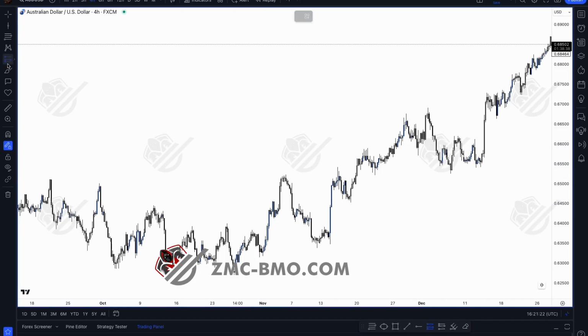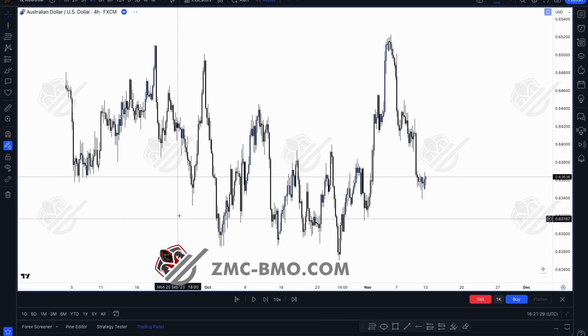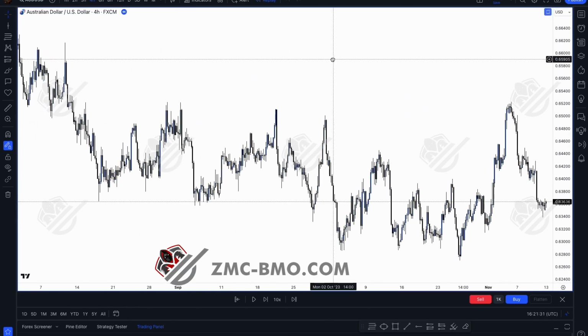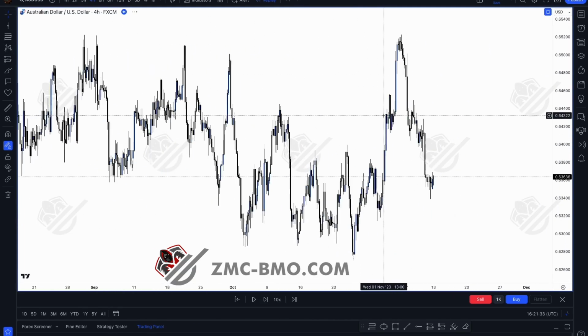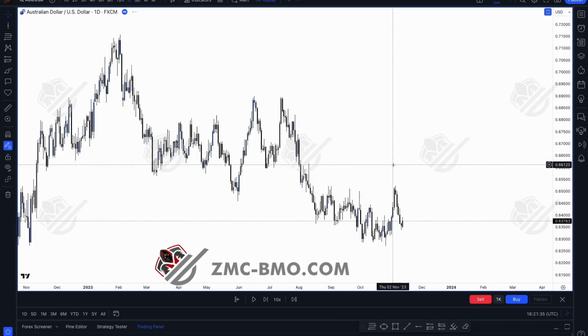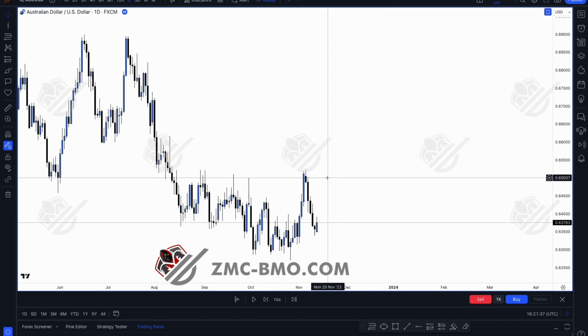Cool. We always wait for the pullback. We don't just normally get in. We generally wait for the pullback. So if I just replay it backwards, did we see any structural shifts and structural breaks here? Yes or no? We did, here.